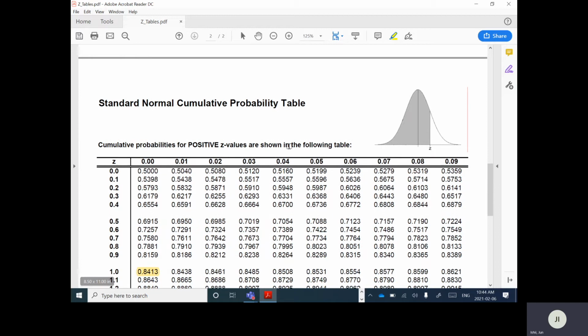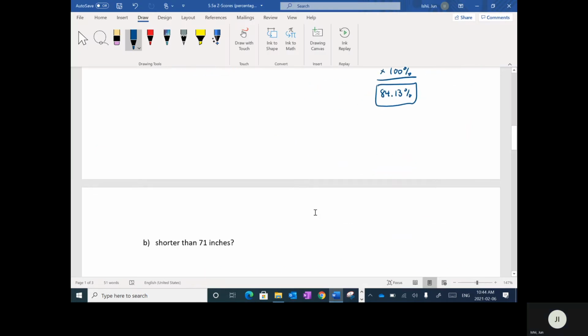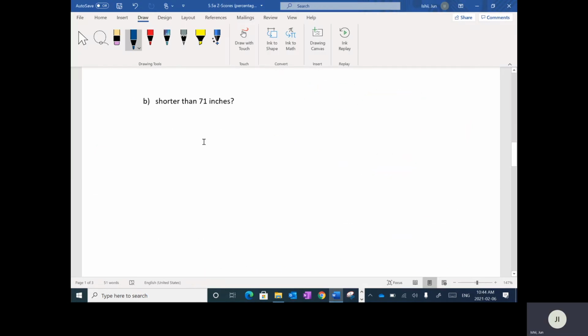I'm going to do an example of that as well. But just make note and remember that all of these percentages written in these tables are the percentage to the left of that z-score, or in other words, less than that. So let's go on to the next one here. Shorter than 74 inches. Actually, you know what?